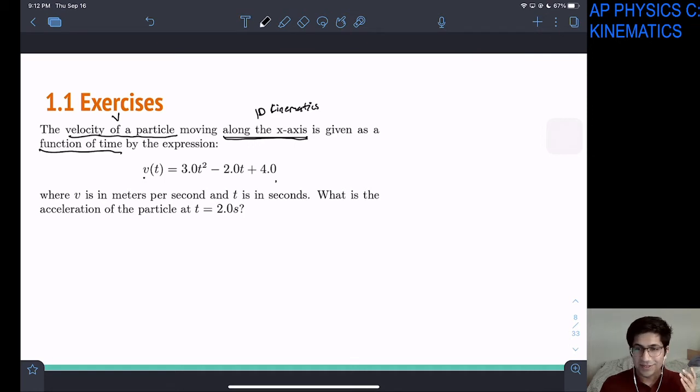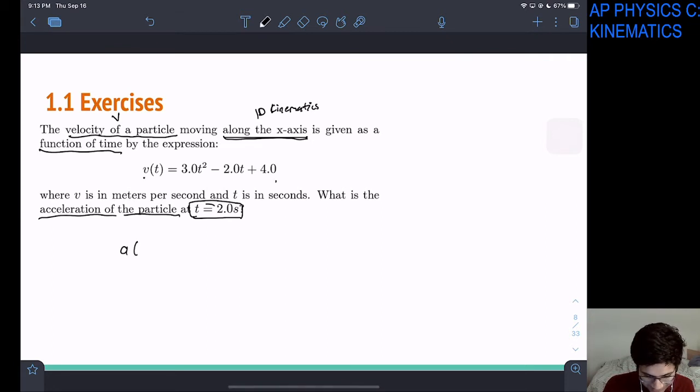What is this going to be? This is our instantaneous velocity, because at every point in time, I can tell you exactly what your velocity is. So this is great. We have an expression for every single point in time, where v is in meters per second and t is in seconds. What is the acceleration of the particle at t equal to 2 seconds? This should be pretty straightforward. Let's just do it.